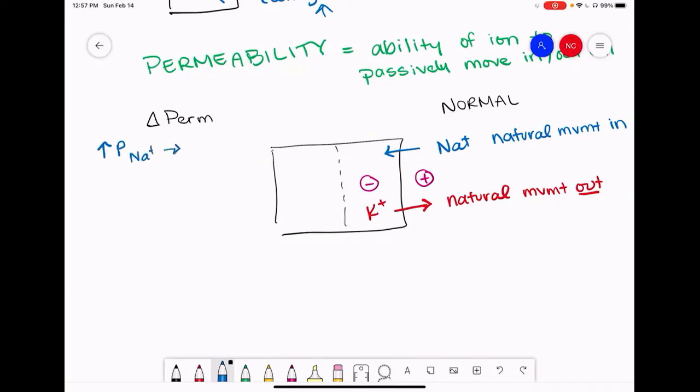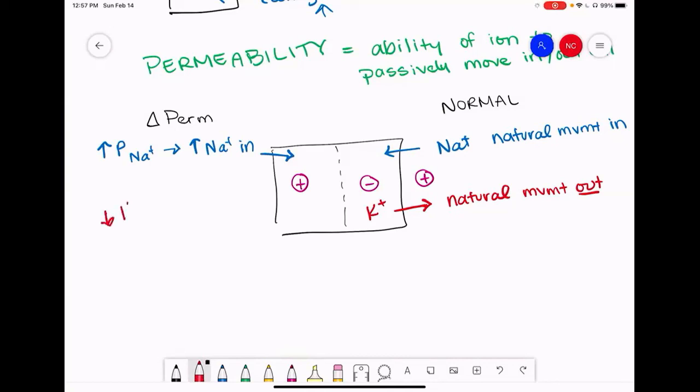Sorry. Okay. If we increase permeability of sodium, that means we are going to increase sodium's movement into the cell. What happens when we move more sodium into the cell? It becomes positive.